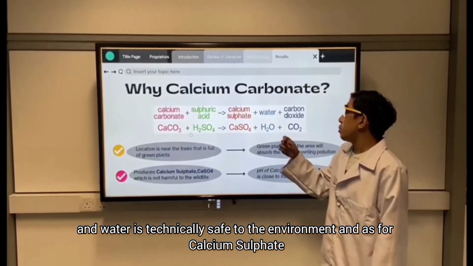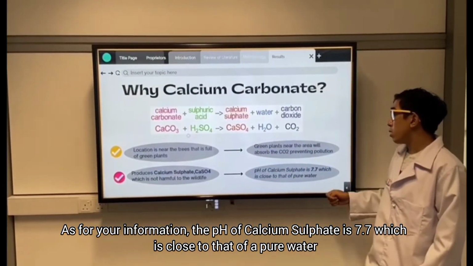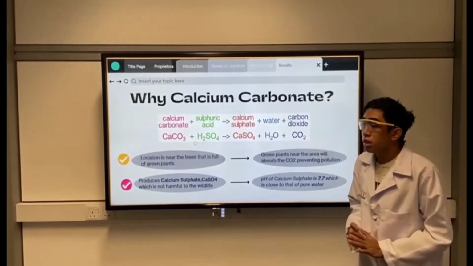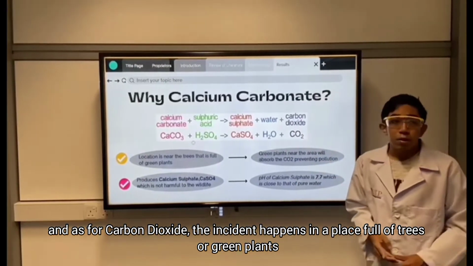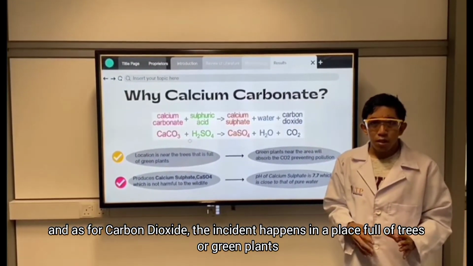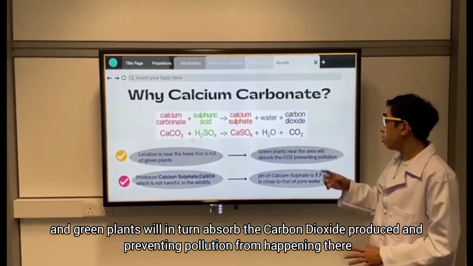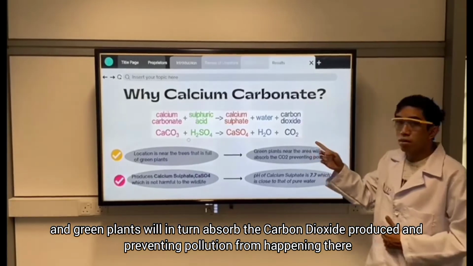And as for calcium sulfate, for your information, the pH of calcium sulfate is 7.7, which is close to that of pure water, so it's not harmful to the wildlife. And as for carbon dioxide, the incident happened near a place which is full of trees or green plants, and green plants will absorb the carbon dioxide produced, preventing pollution from happening there.